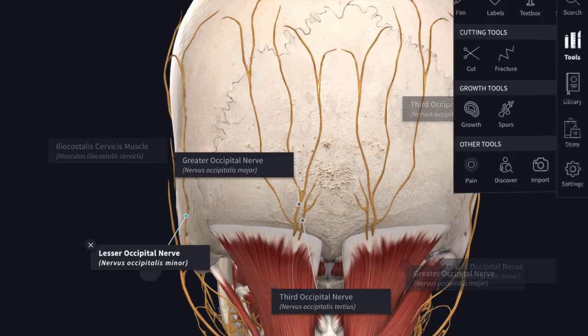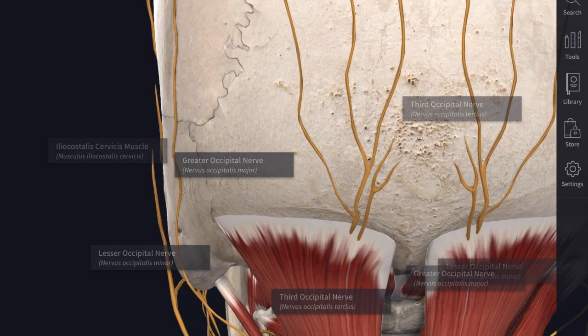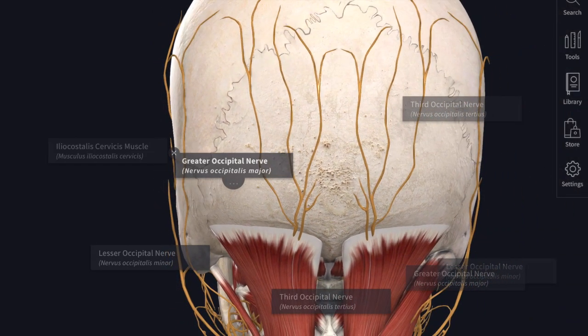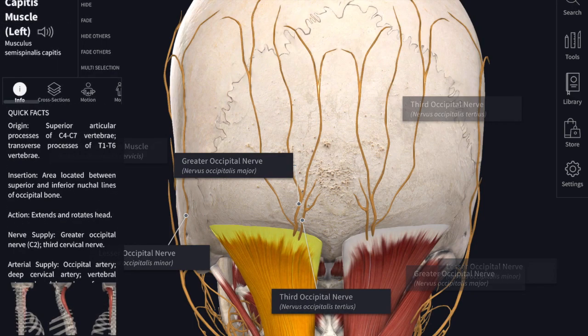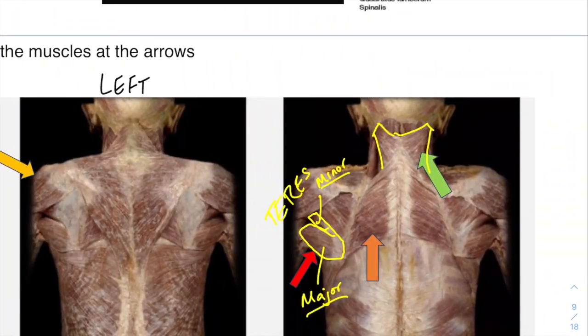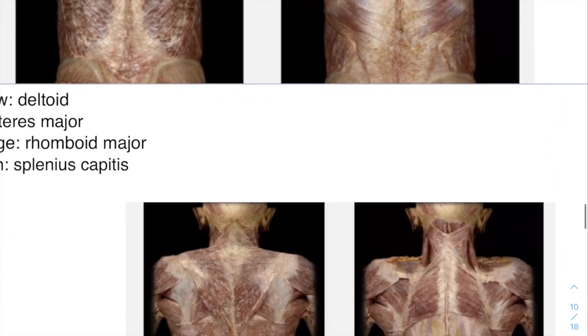But just to reiterate, there's only two nerves that are coming out through the muscles. Which nerves are those two nerves that are coming out through the muscle? And bonus question, which muscle is it? So for the nerves, if you said it was the greater occipital and the third occipital, you're correct. And if you said it was the semispinalis capitis, you are also correct. Way to go. You guys are learning this stuff like it's easy peasy.